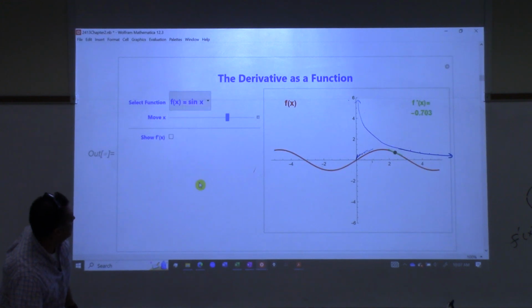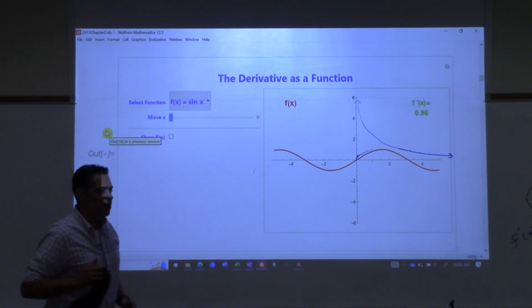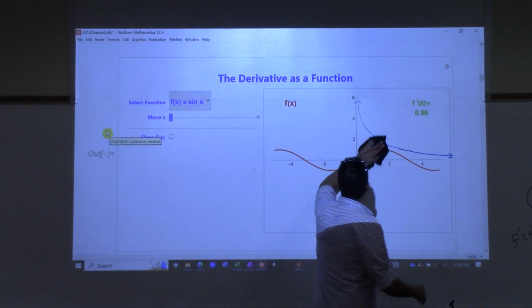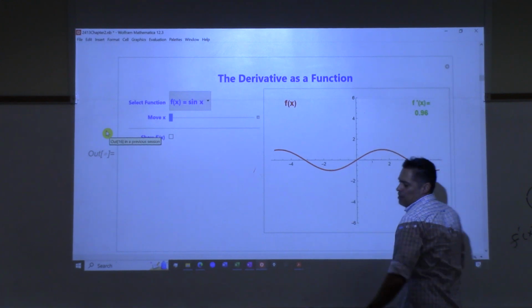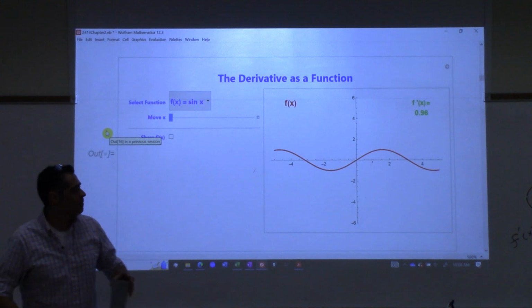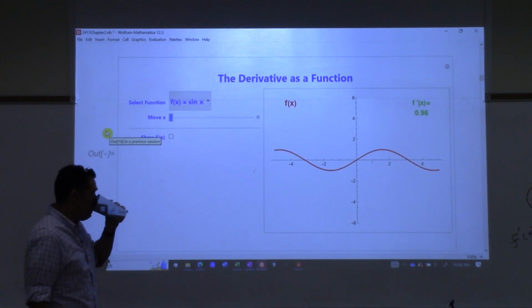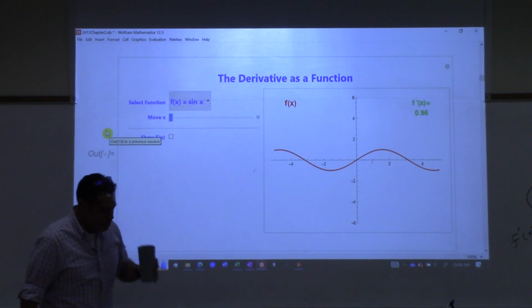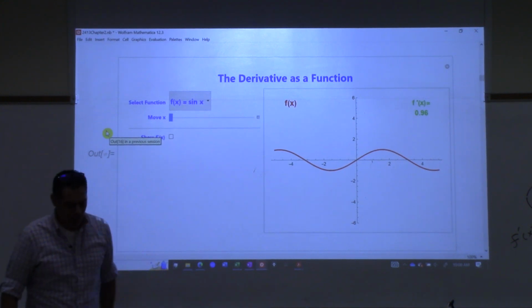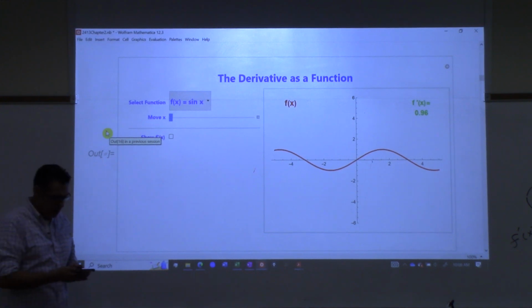What you're looking at here is the graph of the sine function. And I want you to go ahead and, I'm not going to collect this, but see if you on your own can draw the derivative of that. Just do your best. I'm going to give you a few minutes.